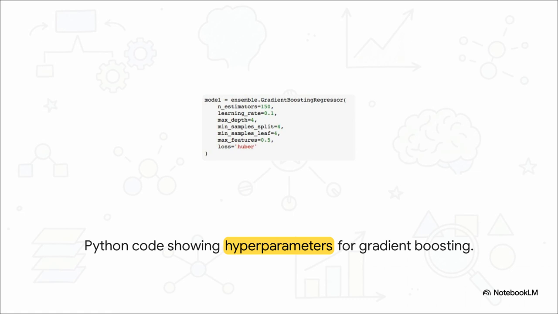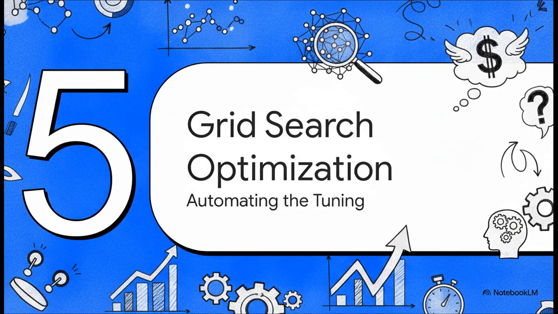To put that into perspective, let's look at an actual Python snippet for a gradient boosting algorithm. You can see the specific hyperparameters being set right there inside the code. We've got n_estimators set to 150, the learning rate is at 0.1, and the max_depth is capped at 4. We even have a loss parameter set to Huber, which dictates how the model calculates its error rate and protects itself against outliers. Changing literally any one of these numbers will directly dictate the model's processing speed and its final predictive accuracy.